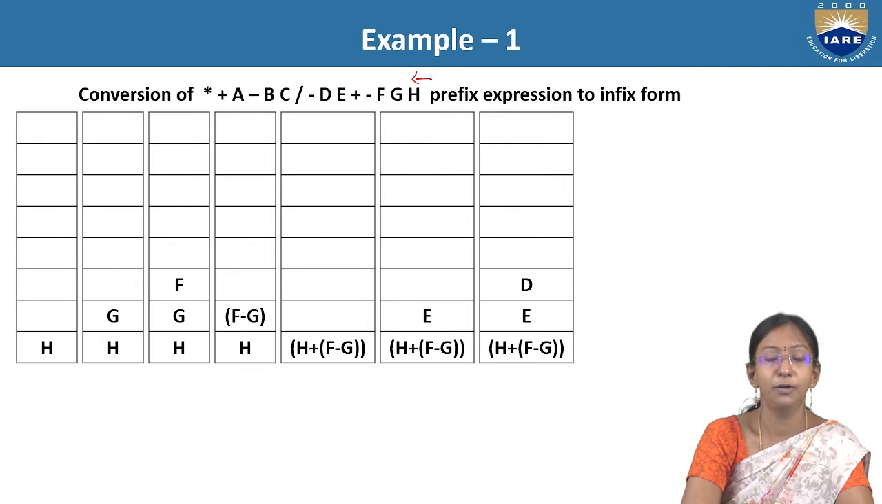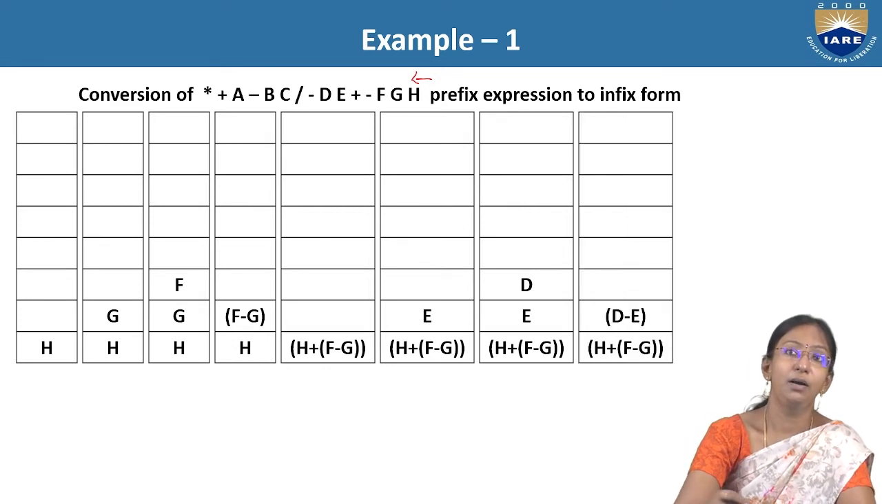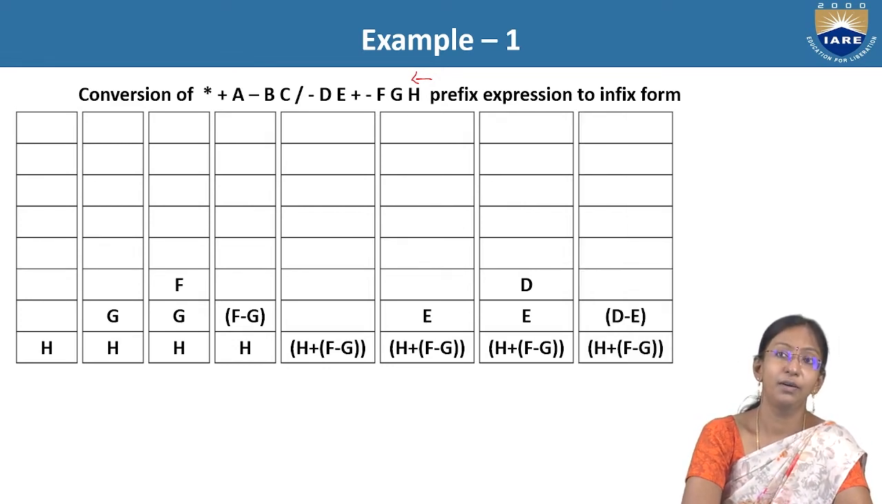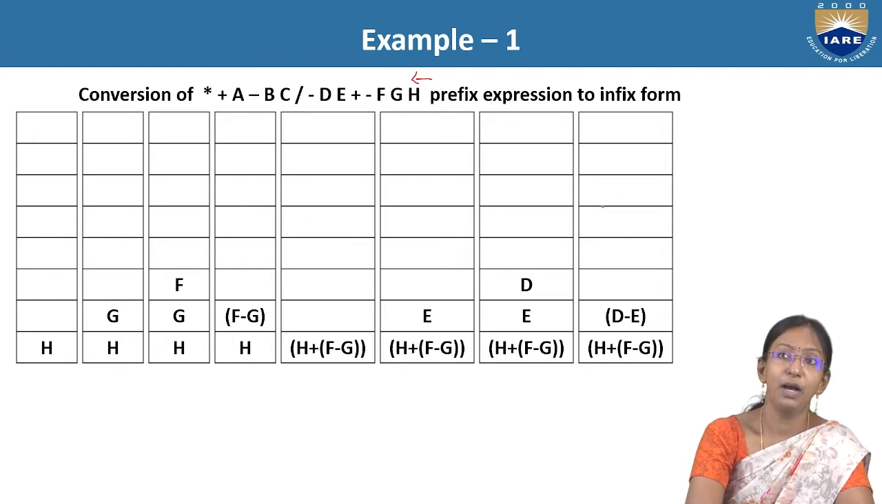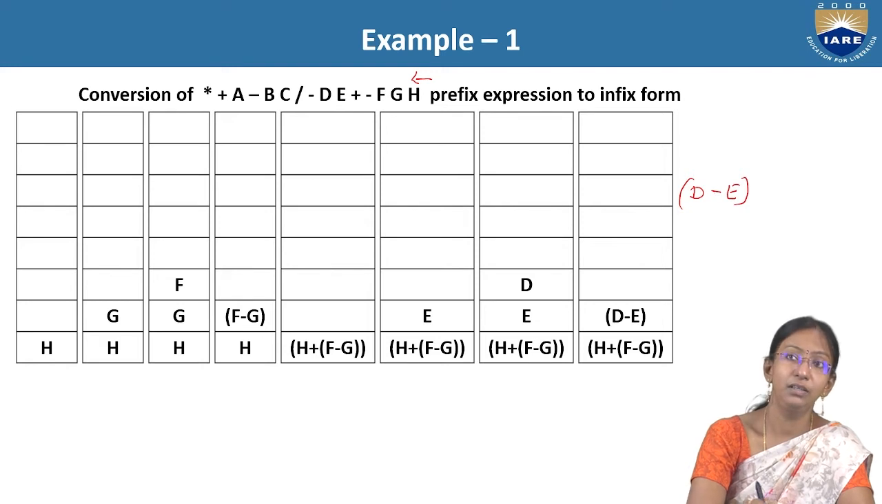Even that is an operand. Push it into the stack. Next is an operator. So as soon as you find an operator, pop the elements from the stack, perform the operation, that is, concatenate with the operator, and push the result into the stack. So I have first taken D, then E, placed them within the brackets, concatenated them using the operator, which is minus, and pushed the result into the stack. So here is the answer, D minus E.